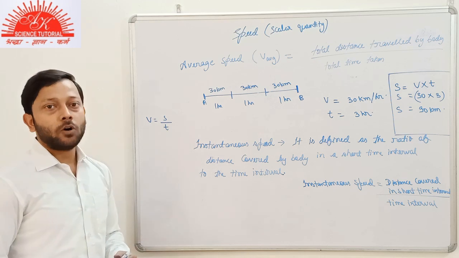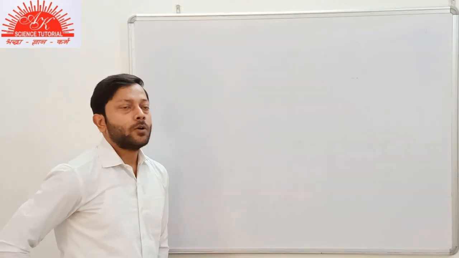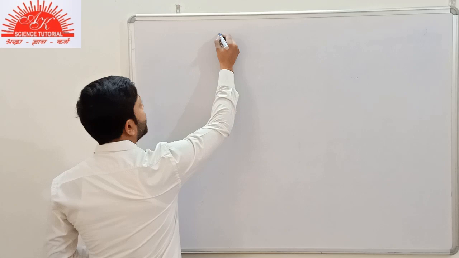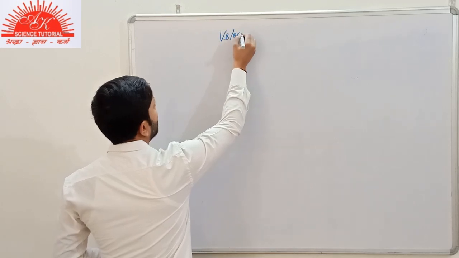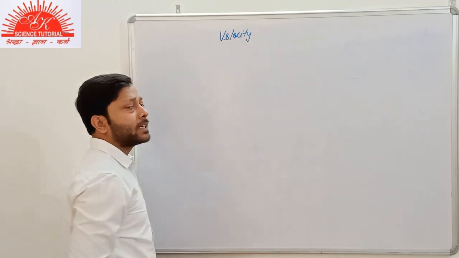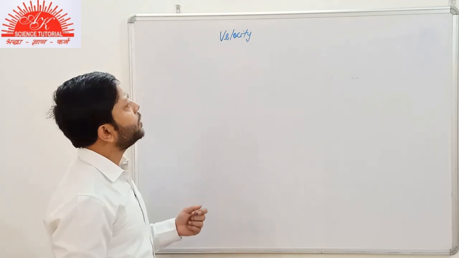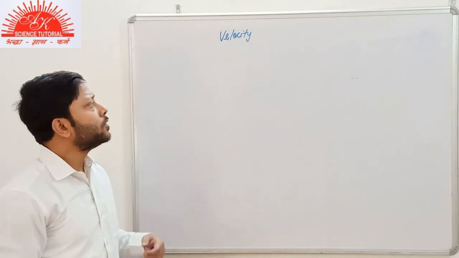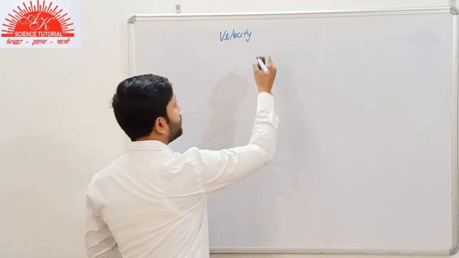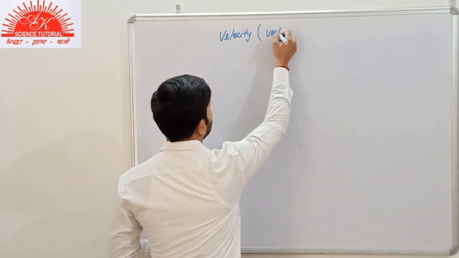Now we'll get to know about velocity. Now in this part, we'll talk about velocity. Now as you know about speed, that was the scalar quantity. Now it will be easier for us to know about velocity, and obviously velocity, it is a vector quantity.